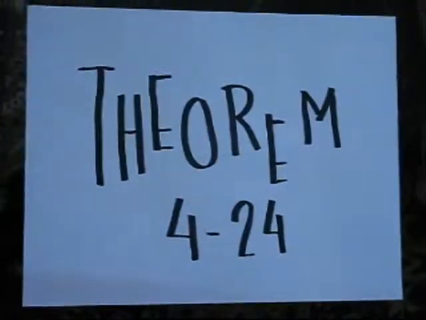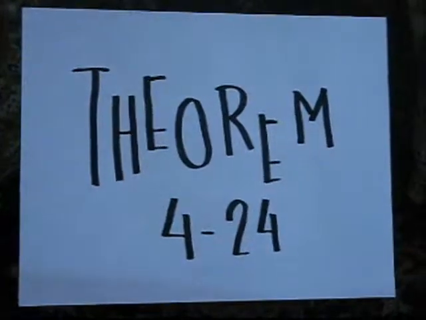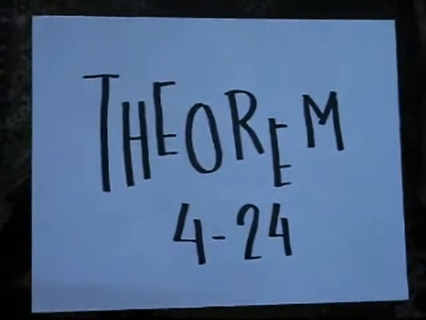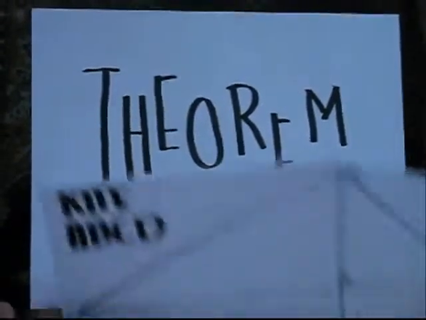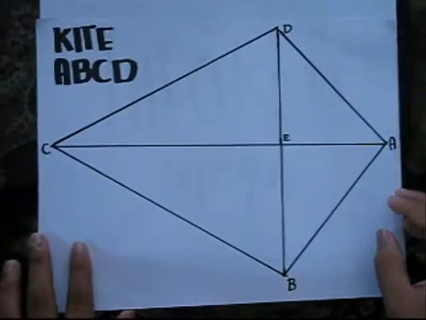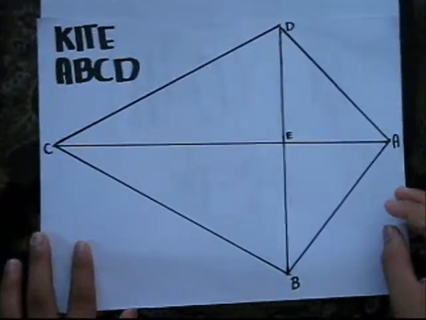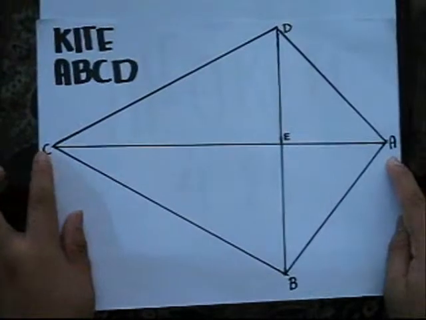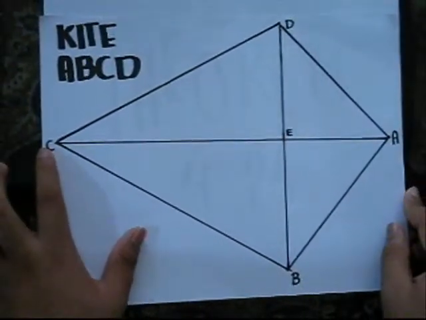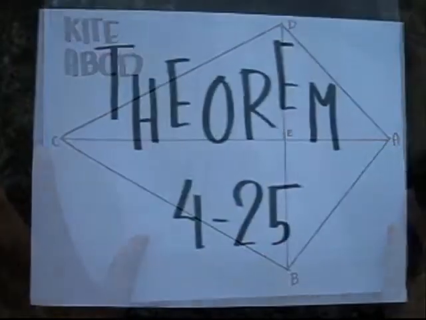The second one is Theorem 4-24. It states that if a quadrilateral is a kite, then its diagonals are perpendicular. Let's take this one as an example. Quadrilateral ABCD is a kite. Therefore, line AC must be perpendicular to line BD.